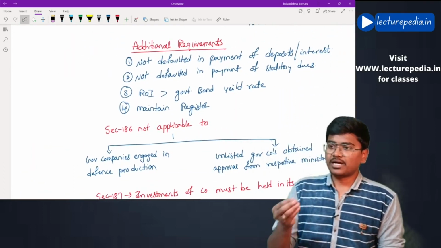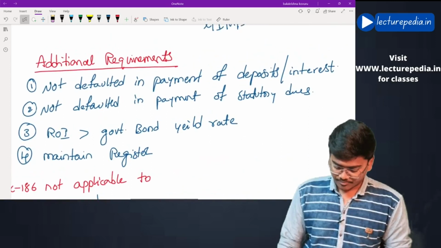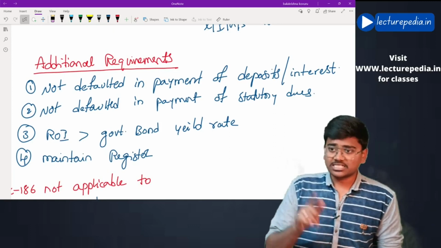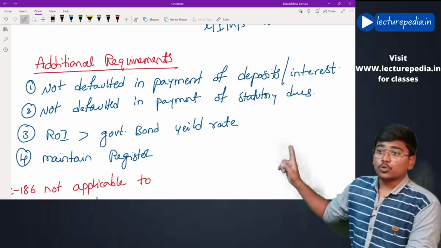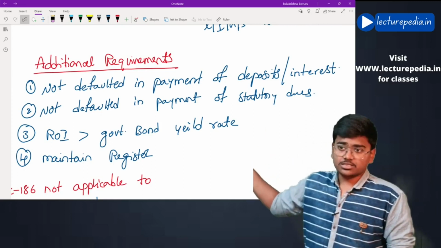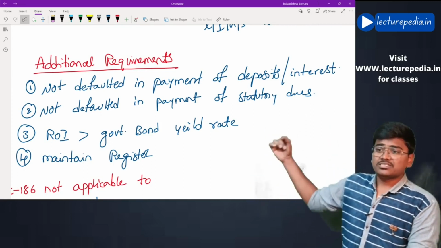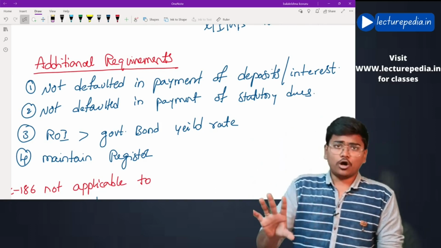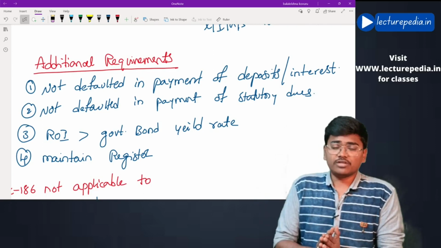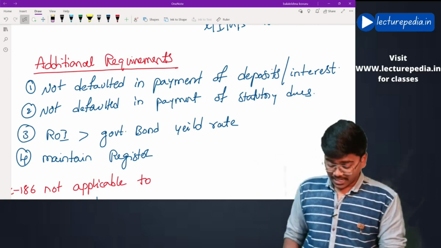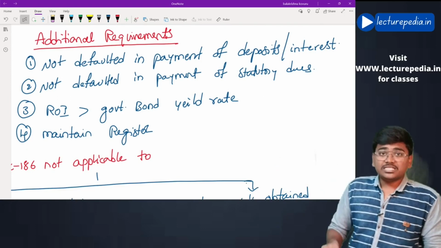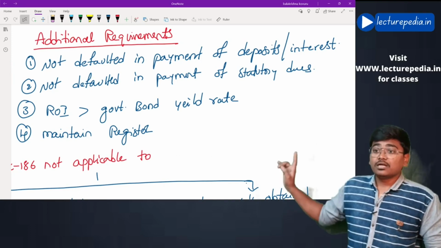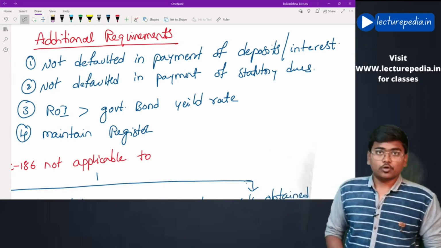There are some additional points which have to be dealt with. If the company wants to give a loan, investment, guarantee, or security under section 186, the company must not have defaulted in payment of deposits interest, and it should not have defaulted in statutory dues. That means PF, ESI and various taxes. In all those amounts, the company should not have defaulted. And the rate of interest that the company is charging on this loan or guarantee must not be less than the government bond yield rate. Hope that is clear.